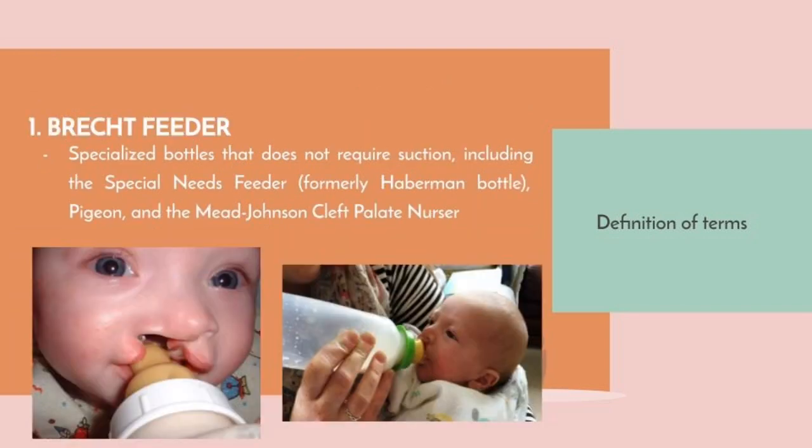Number 2. Brecht feeder. It looks like a syringe that, in place of a needle, has a piece of tubing attached to its nipple end. Specialized bottles that do not require suction include the special needs feeder, formerly known as Haberman bottle, pigeon, and the Mead-Johnson cleft palate nurser. Special needs feeder and pigeon bottles have a one-way flow valve in place. The liquid flows into the baby's mouth rather than the back of the bottle chamber when the nipple is compressed.